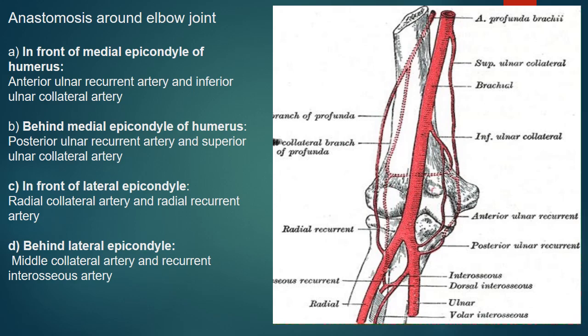Similarly, in front of the lateral epicondyle we have the radial collateral branch of the profunda brachii, which anastomoses with the radial recurrent branch, and behind the lateral epicondyle we have the middle collateral branch of the profunda brachii, which anastomoses with the recurrent interosseous branch. These are the 8 branches which form the anastomosis around the elbow joint.